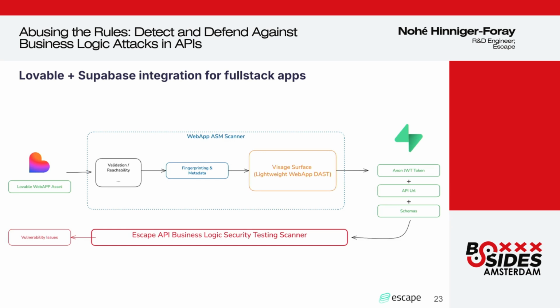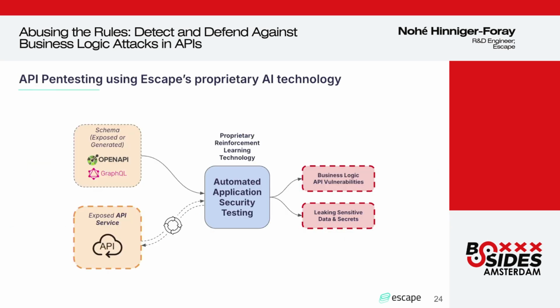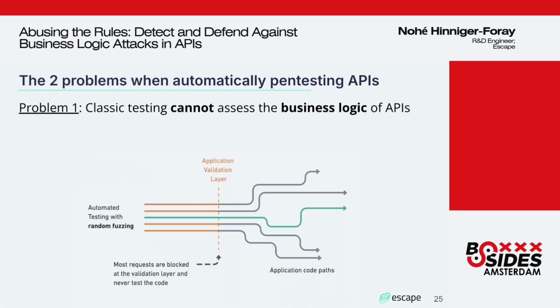From that, we extract the Supabase API and the JWT needed to connect to it, which is usually hard-coded in the JS files. We construct the schema for it, and then we're able to fit it in our security testing scanner. How do we do this testing? Basically, our scanner takes an exposed service and a schema. Then we run our technology to find business logic flaws and leaking data or secrets. Let me explain how this works and why it's hard to actually assess the business logic of applications.